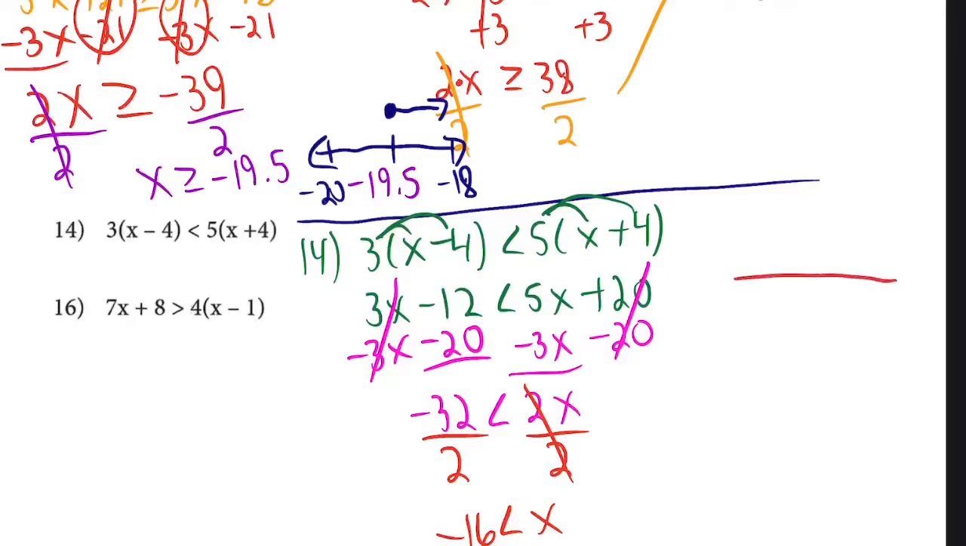Now let's graph that. Negative 16, negative 17, negative 15. We can't be 16, so we're going to put an open dot, and then we want the x's on the larger side of this inequality. The x's need to be larger than negative 16, so we need it to point to the right. The correct answers need to be larger than negative 16.